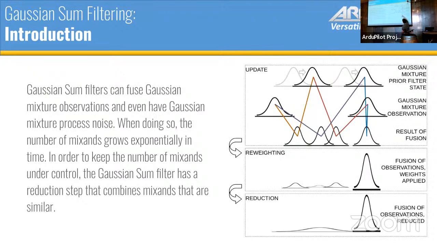So we can see that working here. We have two of those predictions happening, and then we have one observation that has two mixands, and then we fuse those, and we have the result of all of those fusions right there, and then we do the reweighting. The most consistent one, like these ones turn out to be pretty inconsistent and this one was consistent, so we give it more weight and these ones less weight. Then we do the reduction, and we take all of these insignificant ones and combine them into one. Then we're back to having two mixands in the filter.